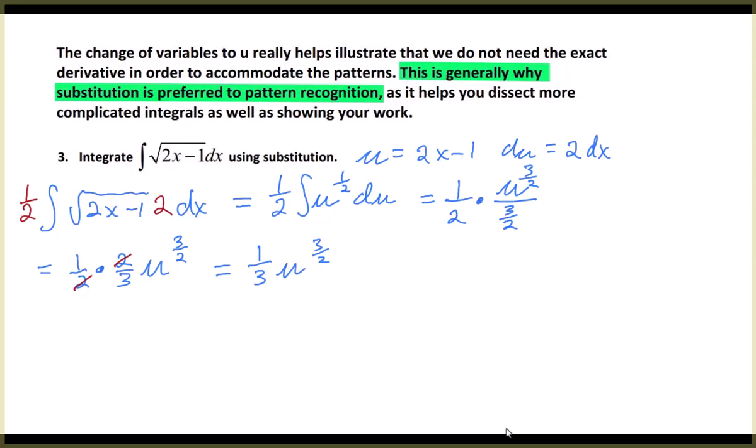Now we put u back in as 2x minus 1. That's right. We can go back and unsubstitute, if you will. So it behooves you to keep track of what u stood for. So write it down.